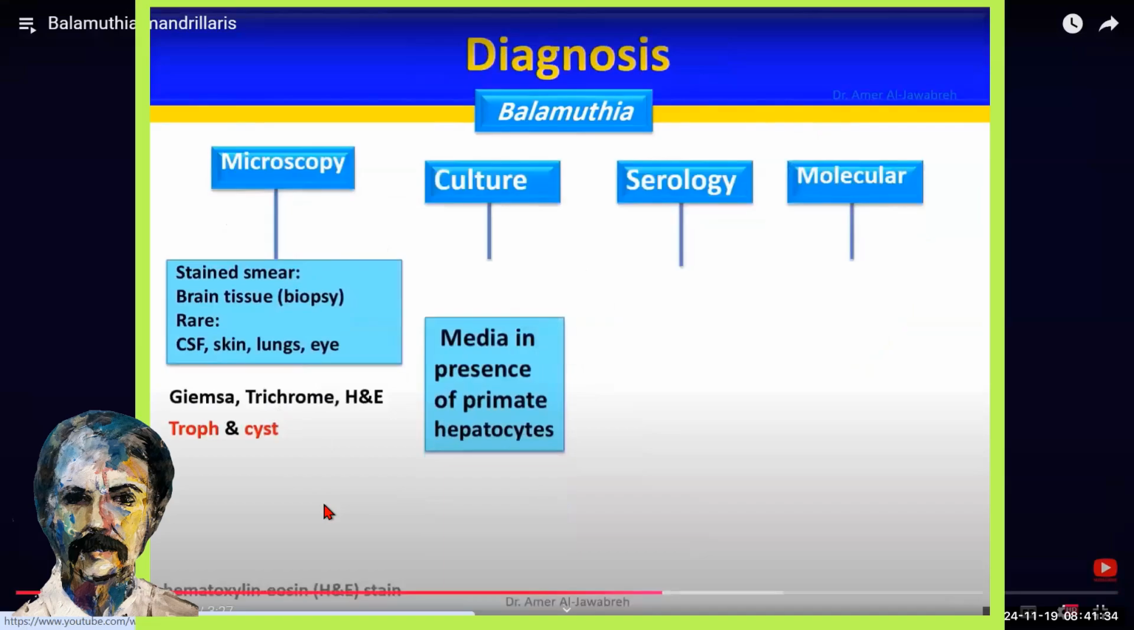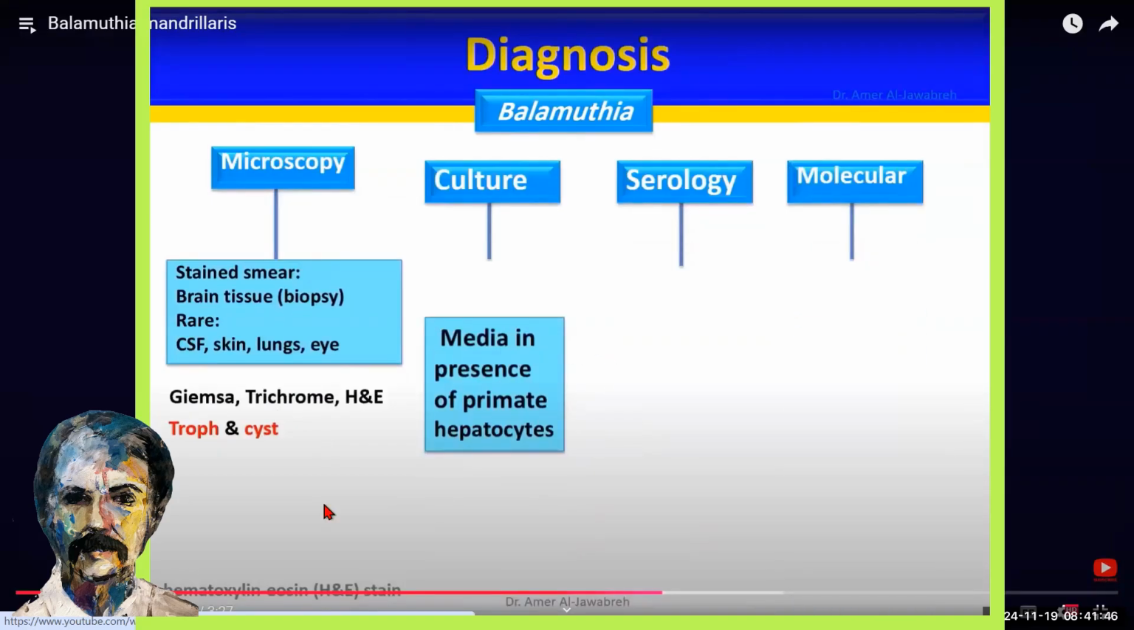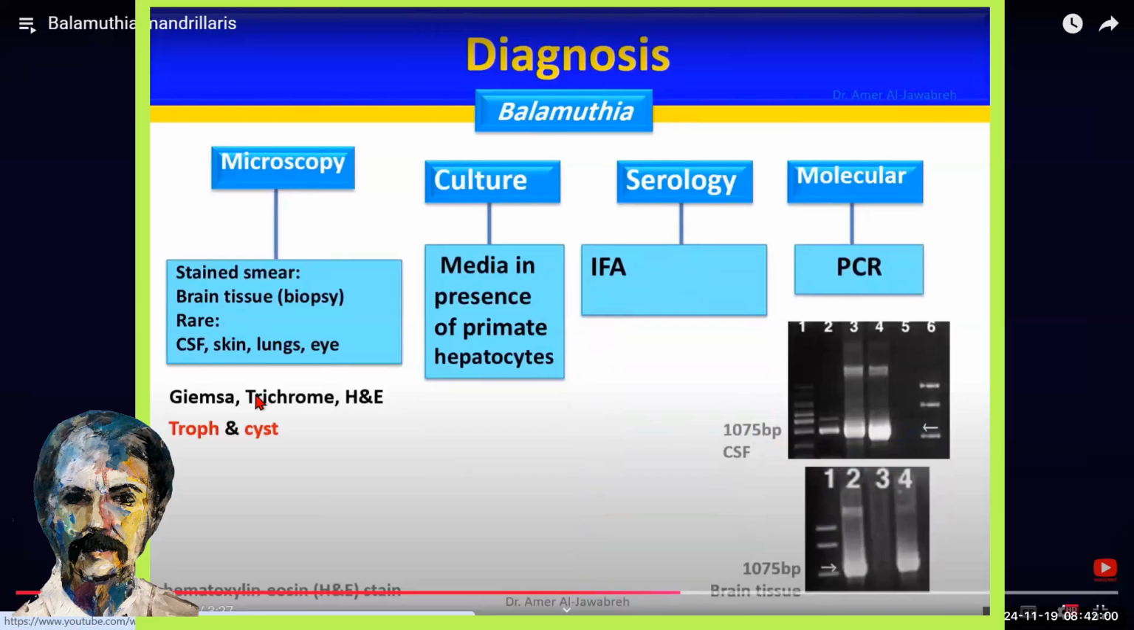Microscopy is the main one. Culture, serology, not very much, like media in presence of primate hepatocytes, liver cells. These are for research. IFA, immunofluorescence assay, molecular PCR from CSF or from brain tissue. In the microscopy, you have to stain, either by Giemsa, trichrome, hematoxylin and eosin, H&E stain, any will do. Giemsa is very simple and very fast. And you can see the trophozoite and the cyst.